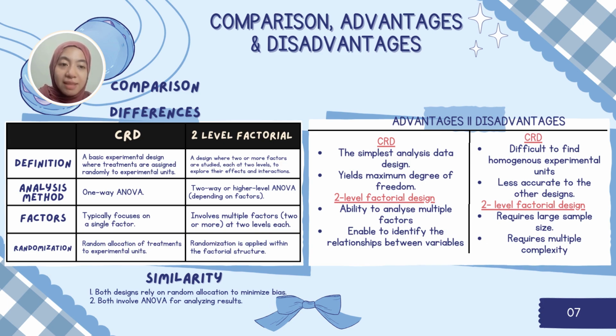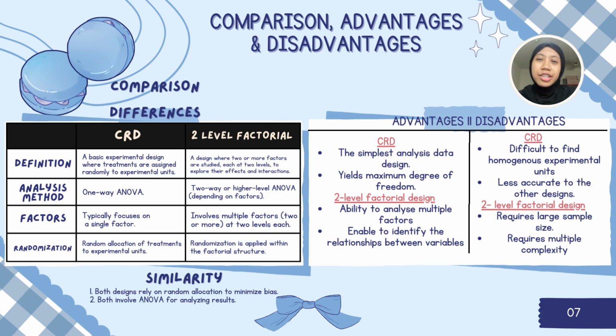To summarize, CRD is simple, focused on a single factor, and uses one-way ANOVA. Meanwhile, two-level factorial design is more complex, studies multiple factors at two levels, and analyzes both main effects and interaction using two-way ANOVA. That's all.